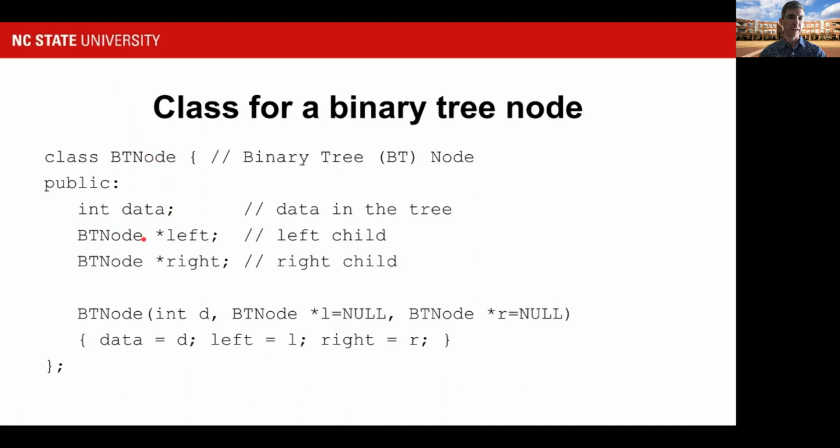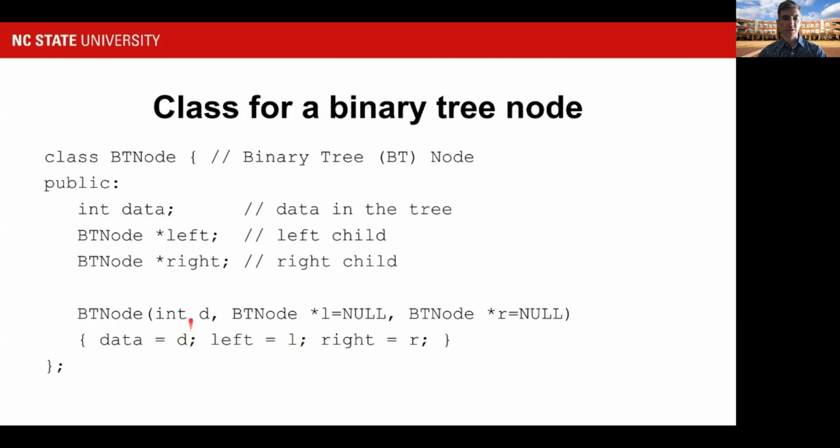Our BT node has a left pointer and a right pointer, right? Because every node in a binary tree can have up to two children. Okay, and then I have a constructor that'll initialize my data item, which is just an integer in this case, and will initialize my left node and right node. This should say null pointer instead of null, but they're similar in meaning.